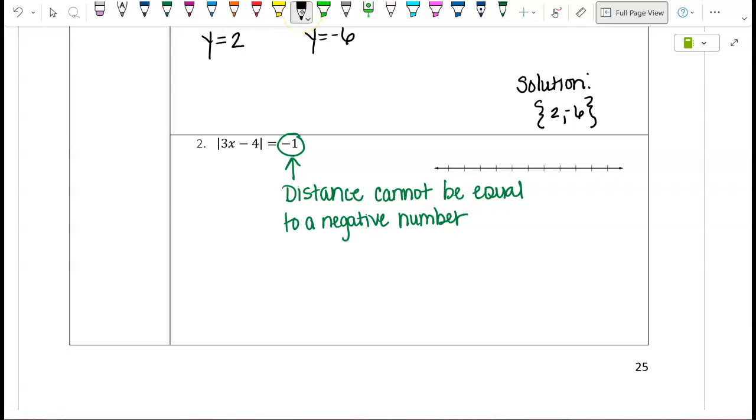I can't solve this. I can't go back. I have to have an absolute value equal to a positive value. So here we would just have no solution. I cannot have an absolute value equal to a negative value. Because again, what it's equal to is a measurement or a distance. And I can't have it equal to a negative.